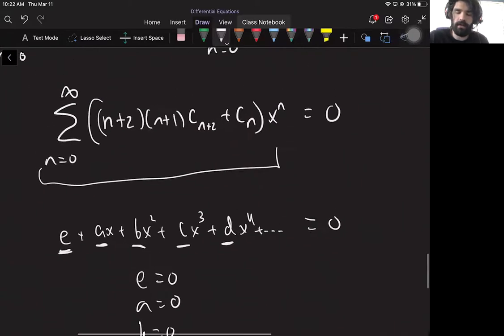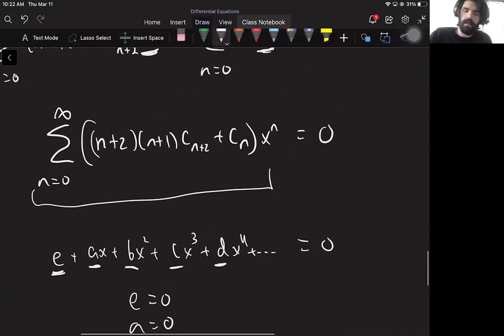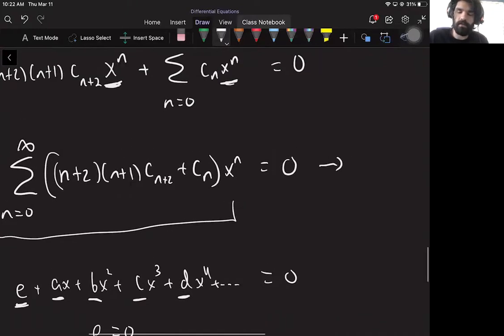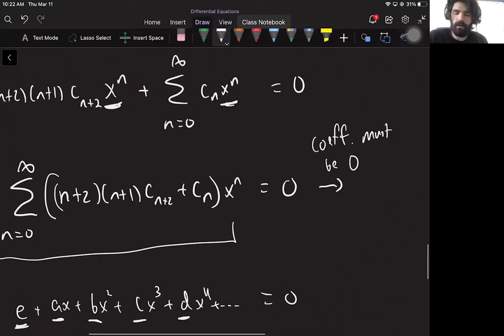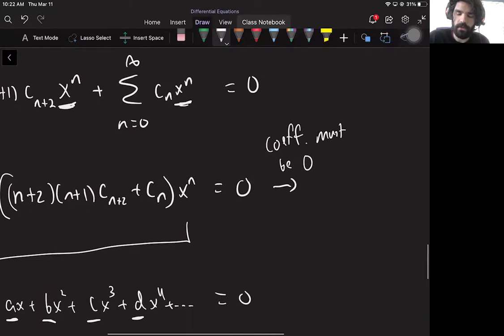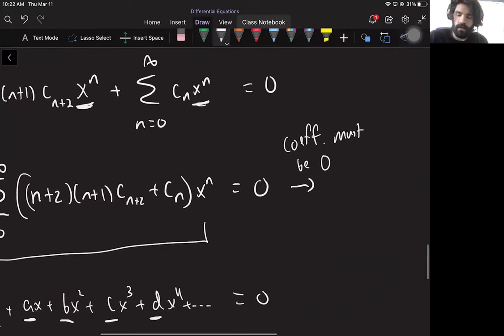And the same thing happens here. This tells me that in order for this to be 0, the coefficients have to be 0. So this is a bit like the method of undetermined coefficients. So now I know all of my coefficients have to obey some equations, just like in that technique.